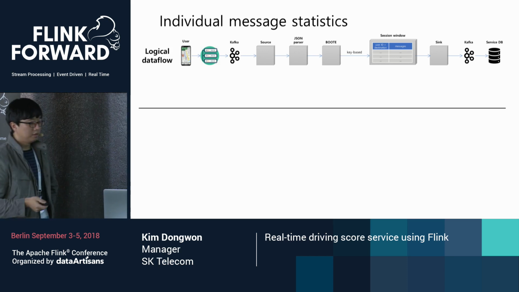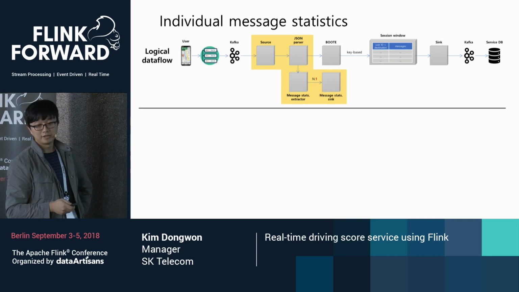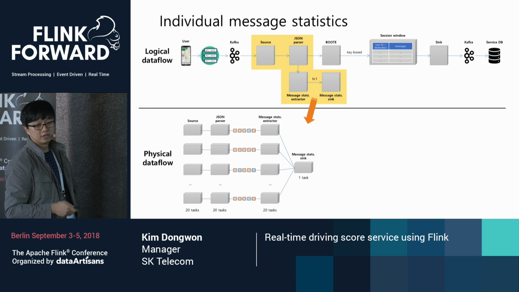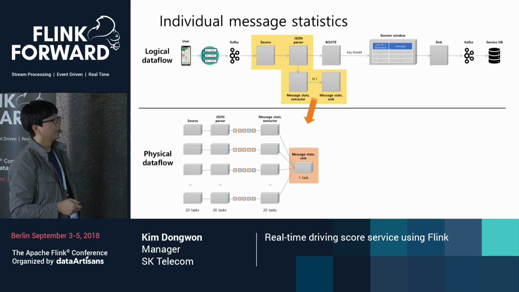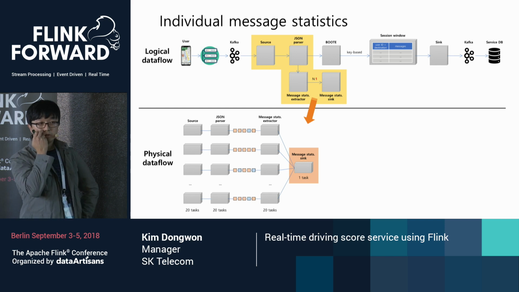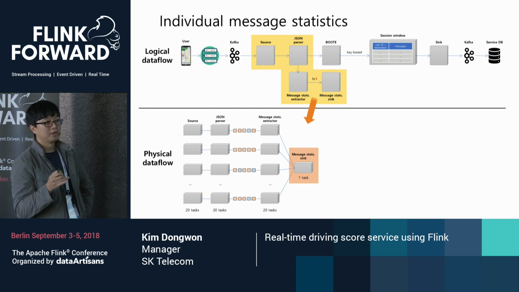To have individual message statistics, we add the following operator down the JSON parser, and the physical data flow looks like this. One thing to notice here is that we set the parallelism of this message statistic to 1. This is because we want to expose job-level metrics, but they cannot be defined in a distributed manner, and they cannot be merged by external metric systems or dashboards because it will lead to incorrect statistics.